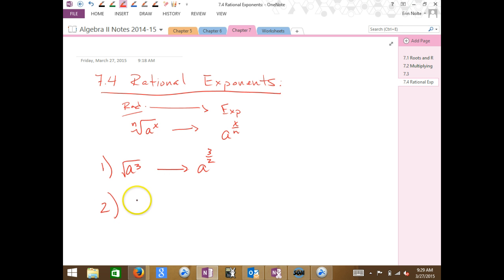How about, let's say we have the 5th root of b squared. What would the exponential form of that be? You can just shout it out. 2/5. Okay, good. b to the 2/5. The 2 goes on the top, the root goes on the bottom. Fair enough?